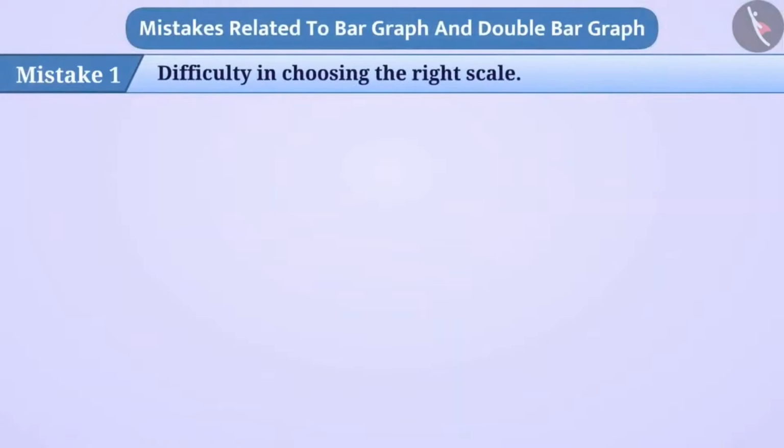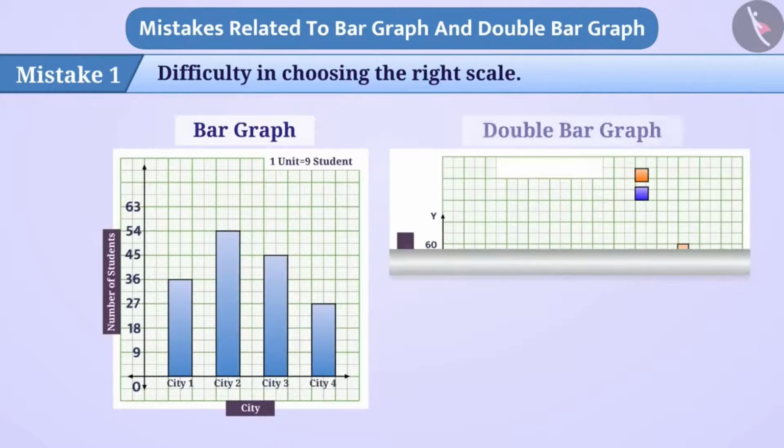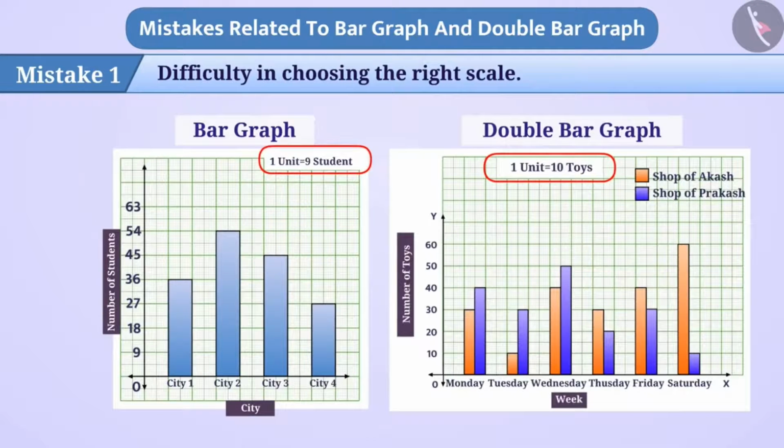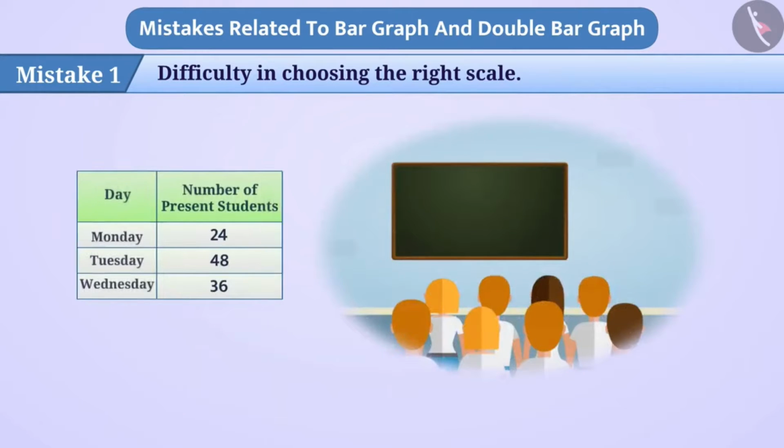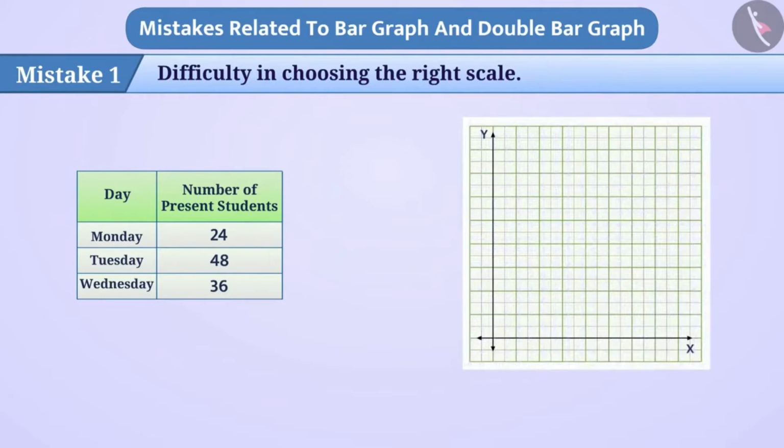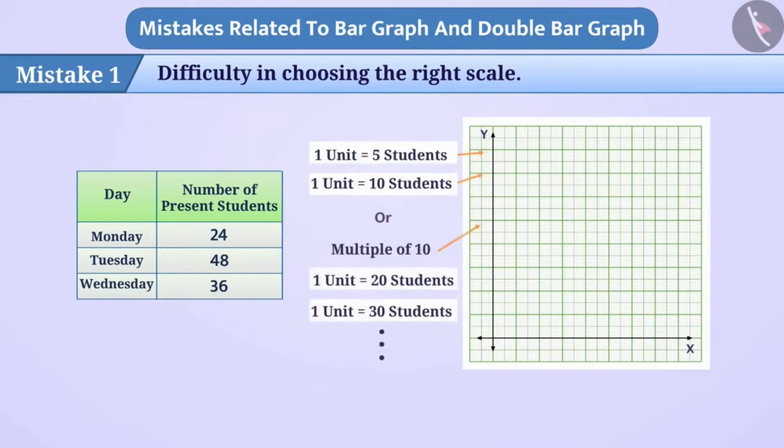Mistake 1. Students often have difficulty in choosing the right scale when drawing a bar graph or a double bar graph. Like here, the number of students present in the class on Monday, Tuesday and Wednesday are shown. Children often think that it becomes easier to draw a bar graph if the scale is considered as a multiple of 5 or 10. But this is a misconception.